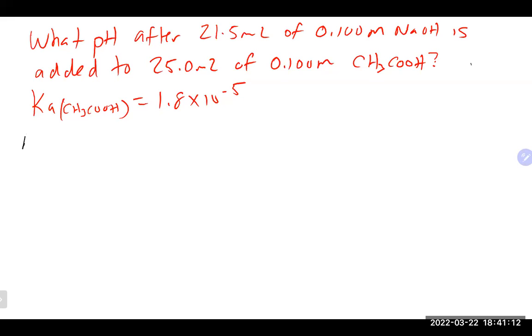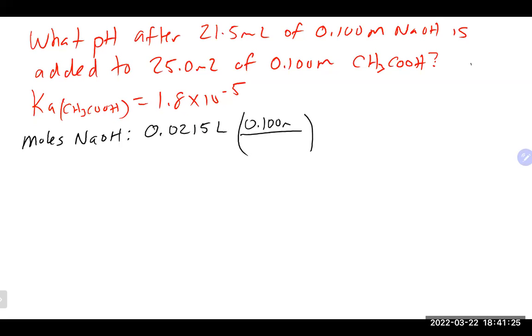Let's get our moles of each of these. So our moles of sodium hydroxide, converting our volume into liters, 0.0215 liters, times our 0.1 moles per liter. 0.0215 times 0.1 is going to give us 0.00215 moles of sodium hydroxide.